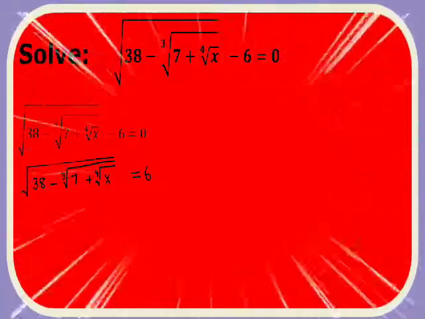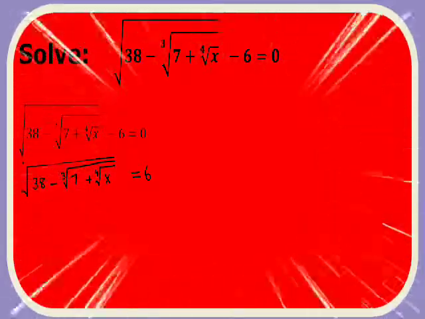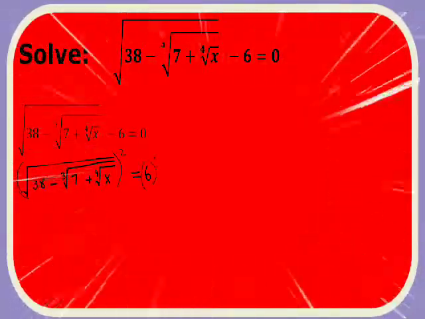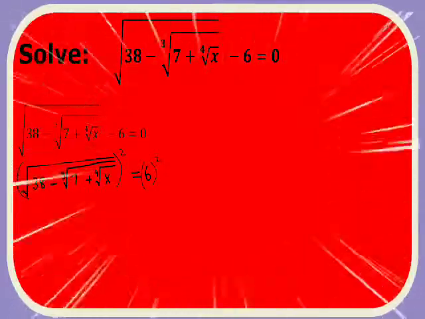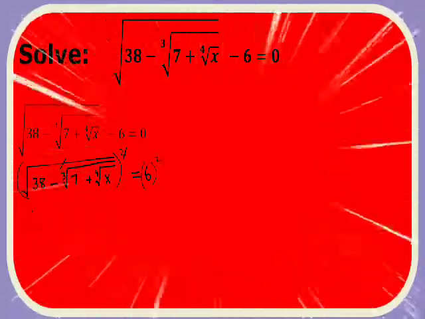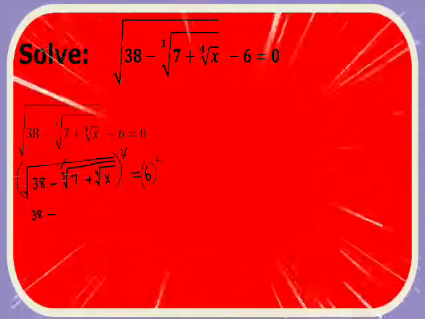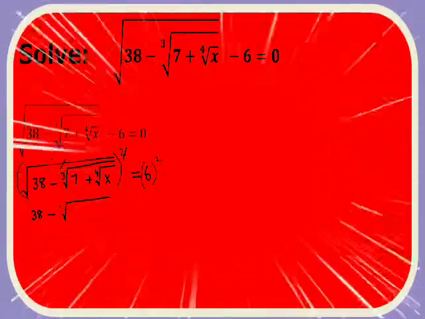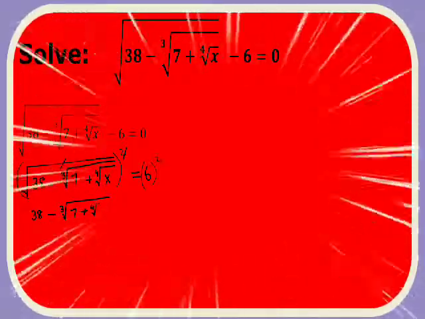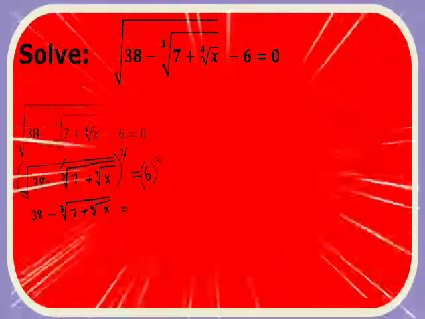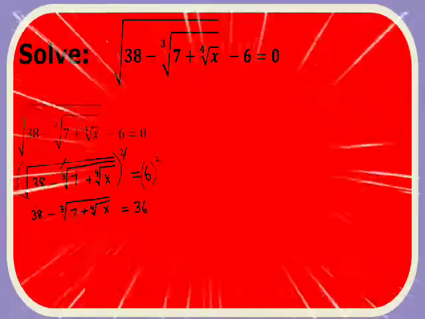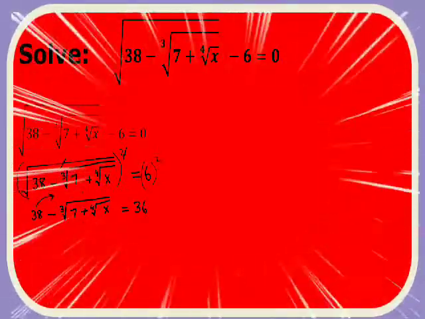And now, as we can see, we got a square root. We want to undo this square root. We are going to take the square on this side, and likewise we are going to take the square on this side as well. And as you can see, this square and square root undo each other, so we ended up with 38 minus the cube root of 7 plus the fourth root of x, equal to 6 squared, which is going to become 36.